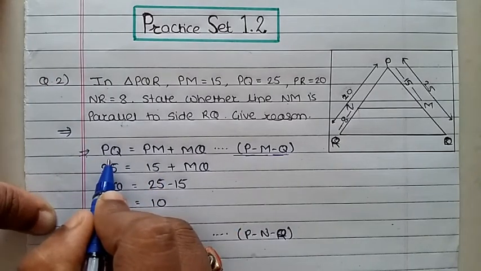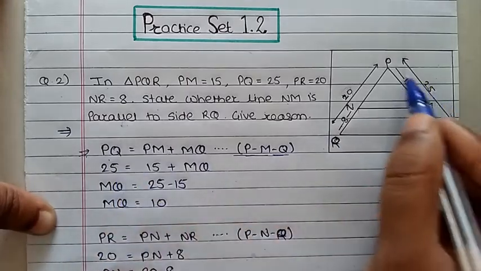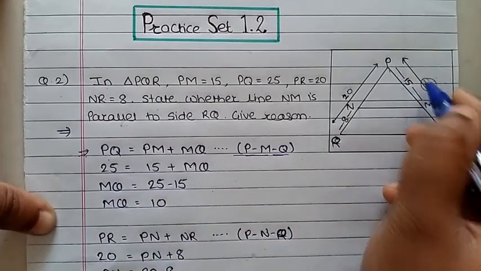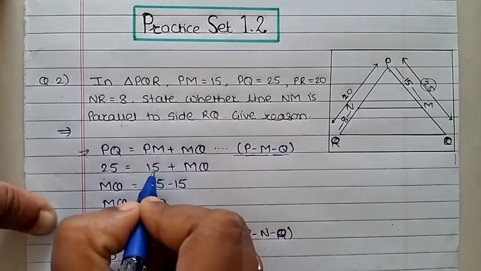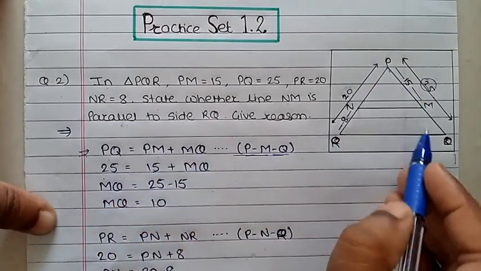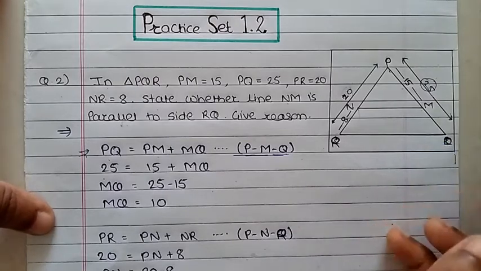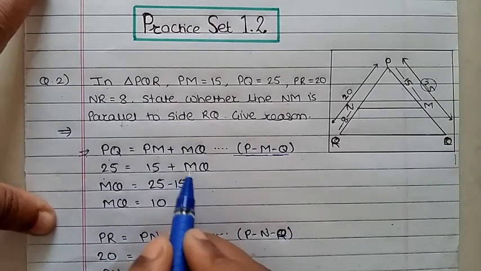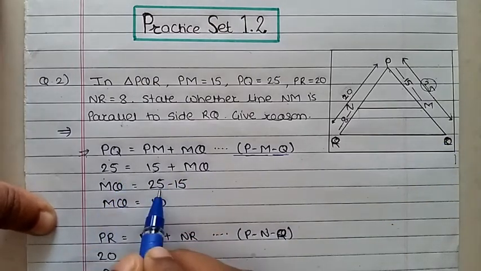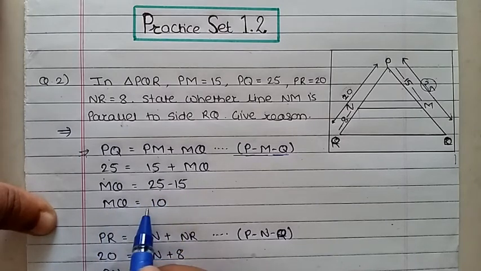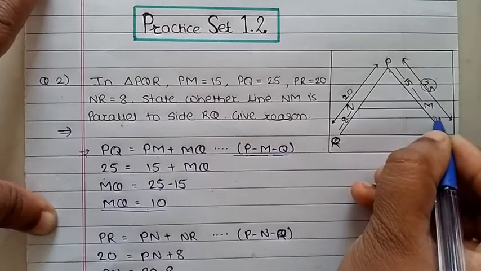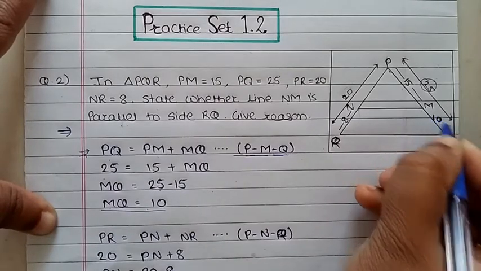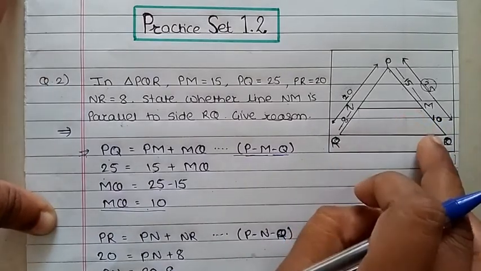Then what is the length of PQ? The length of PQ is 25. The length of PM is 15, and we don't know the length of MQ. So MQ is equal to 25 minus 15, and MQ is equal to 10. So the length of MQ here is 10.